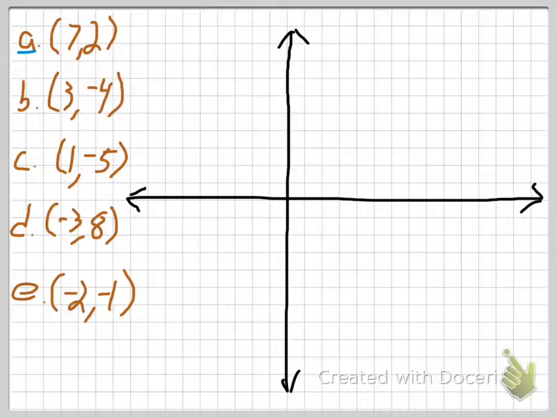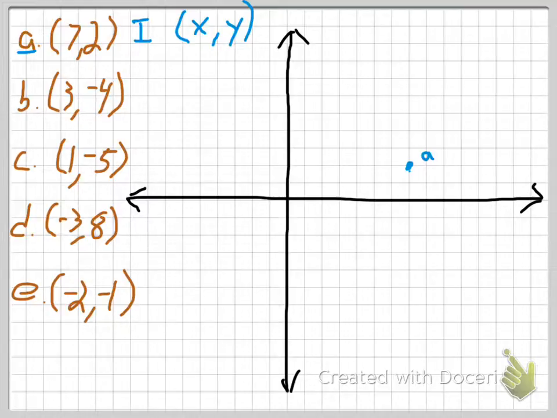Letter A is at 7, 2. I have to remember that anytime I'm doing this, my x value comes first, my y value comes second. So x is 7, so I have to go positive 7. 1, 2, 3, 4, 5, 6, 7, and then up 2, 1, 2, which puts me at a point right about there. I'm going to call that A, and example A is in quadrant 1. So I'm going to put a Roman numeral 1 right there.